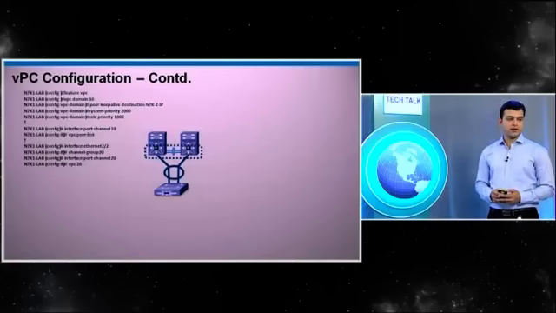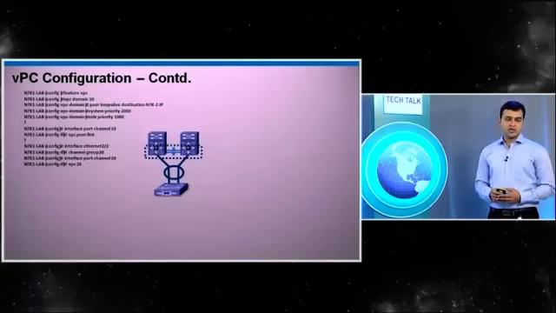Then is role priority. So role priority is the one which decides which switch becomes the primary switch. The default value for this role priority is 32667. So if you do not configure role priority, you will have the lower MAC address, just like in STP, to determine which will become the active pair and the other will become the secondary pair.